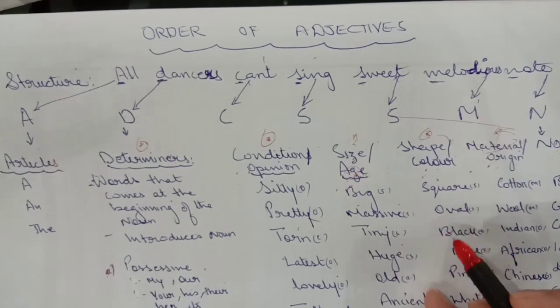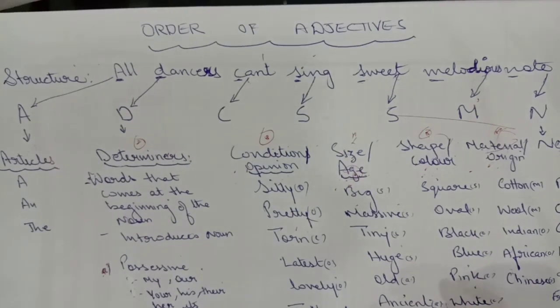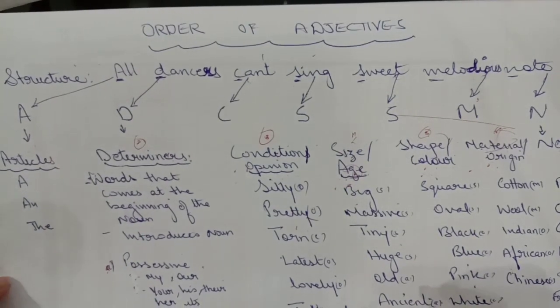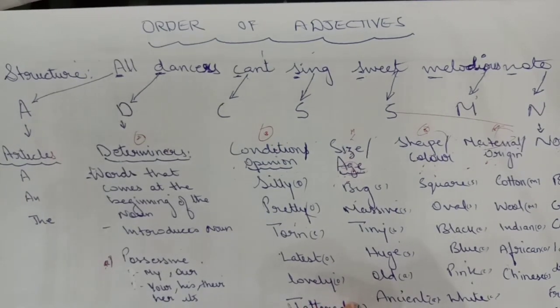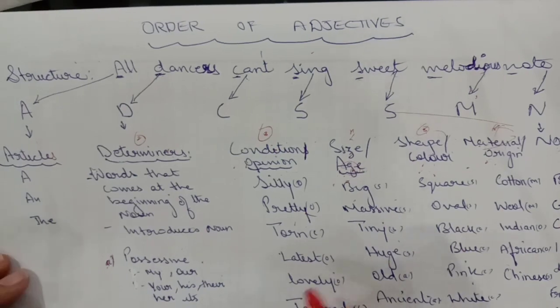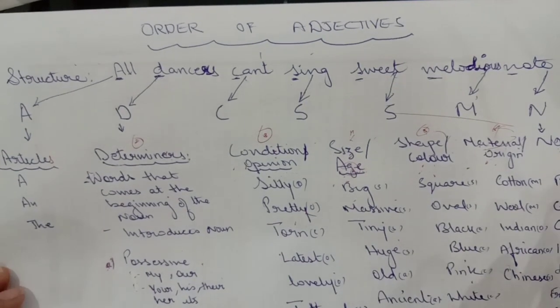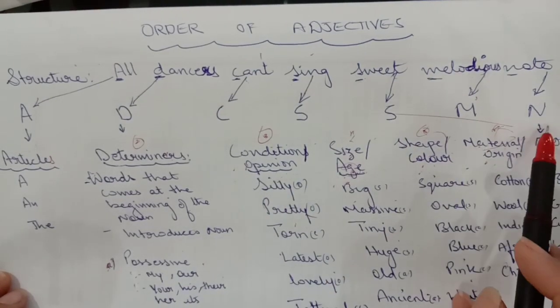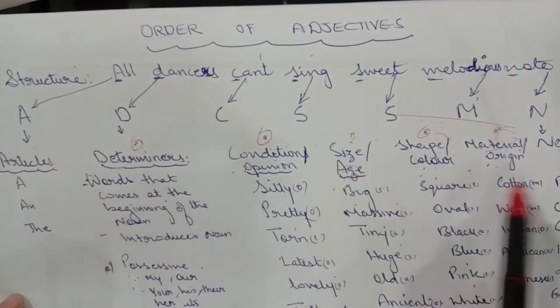It can be square, it can be oval, it can be triangular. Which color? Blue, black. There are so many. You can add any color you wish to. Then material. Which material you want? Whether it is cotton, whether it is wool, which material this noun is made up of. Then which origin it comes from, whether it is Japanese, Indian, African. And at the last, noun, because noun comes after adjective only, because you're describing this noun. So this should be the proper sequence. This should be the order to describe a noun.